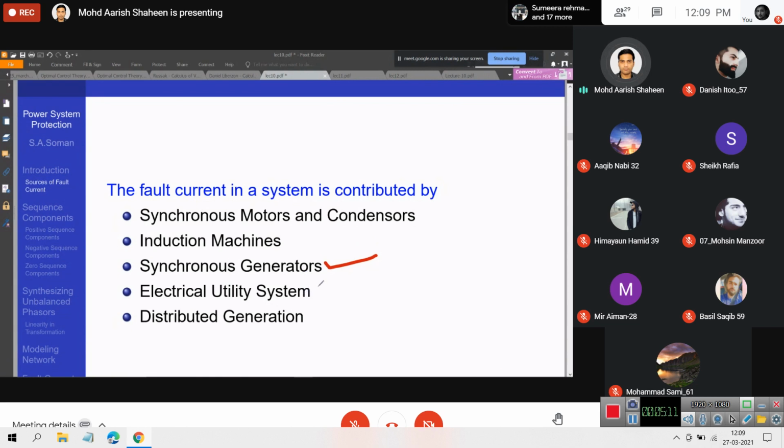Then we have these synchronous motors and condensers as well. What is a synchronous motor? It is basically a synchronous machine which is operated as a motor.